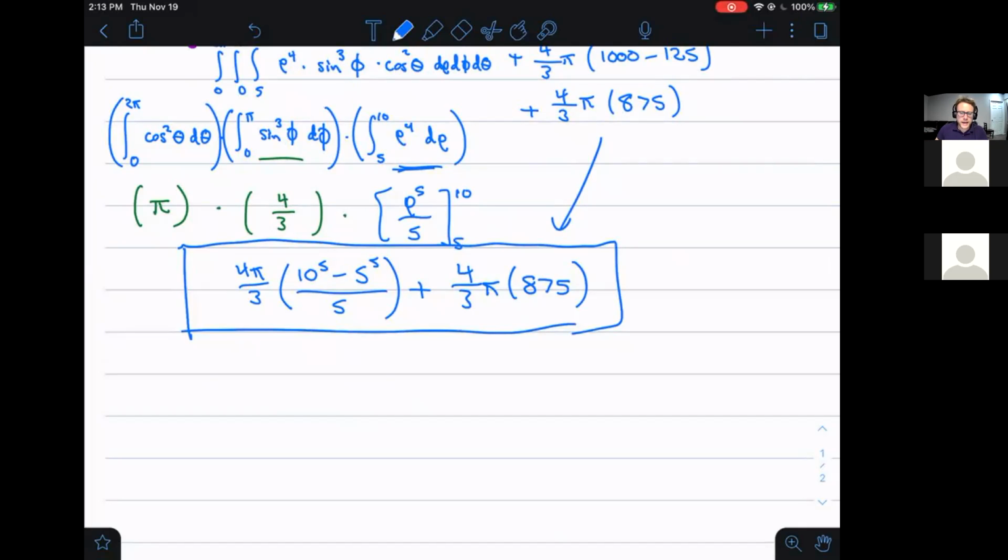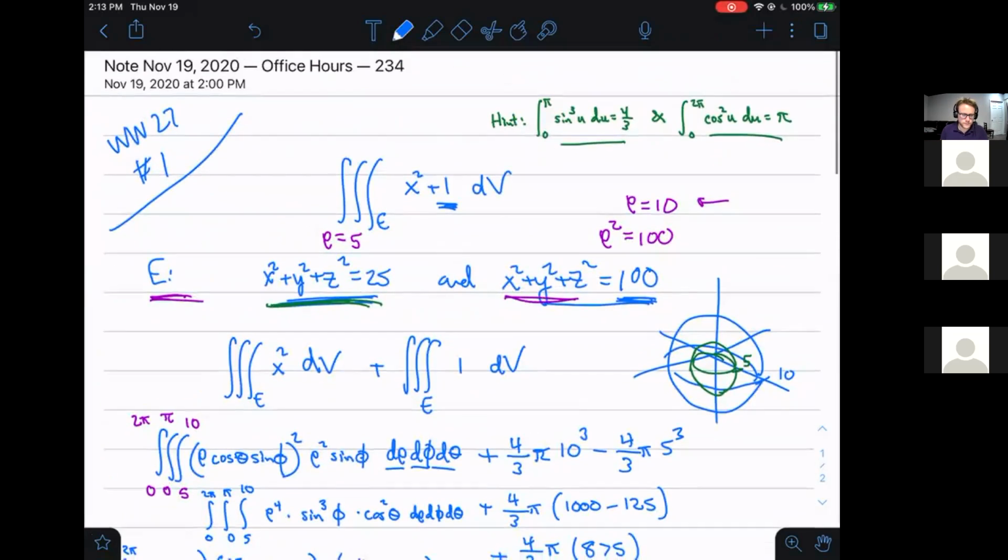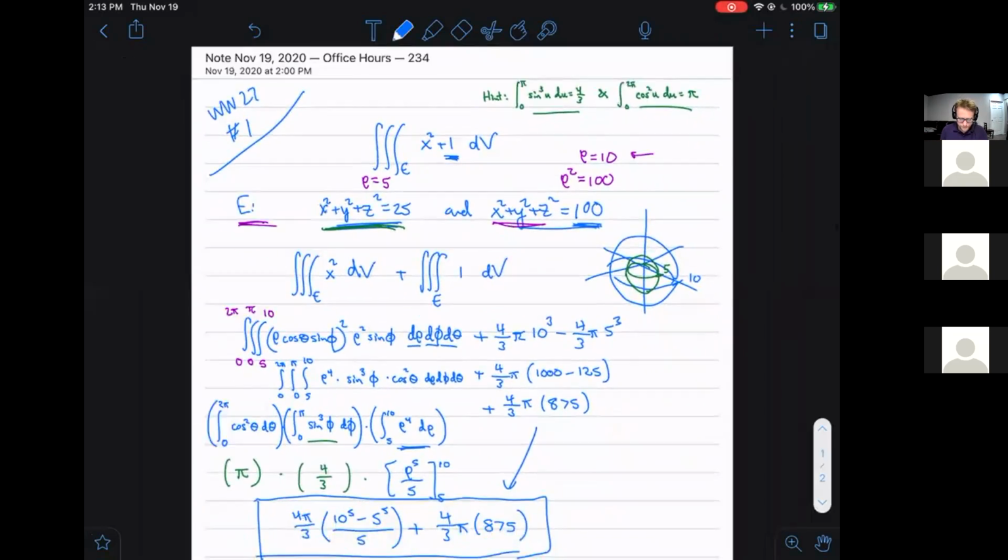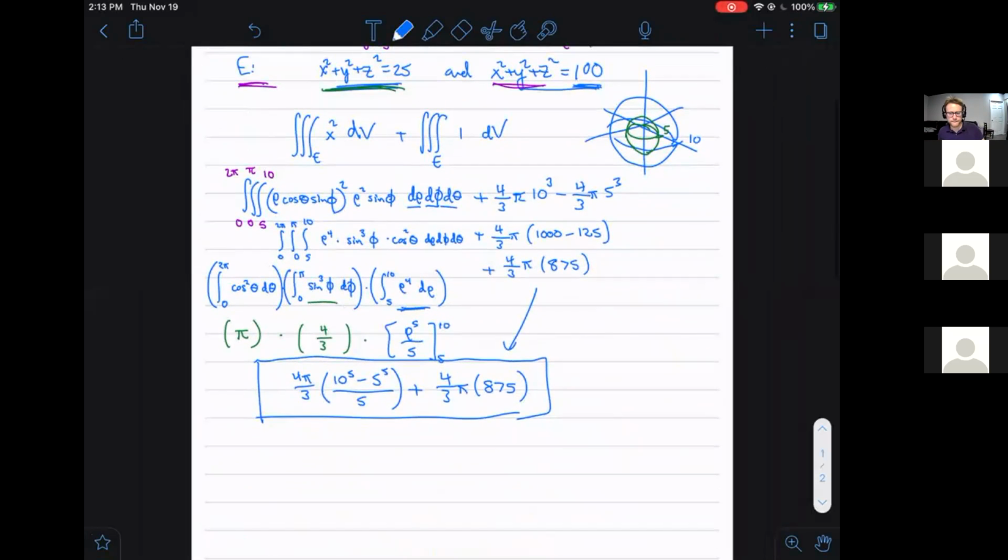All right. Any questions on this here? Yeah, I had a real quick question. So I understand how we calculated the volume in between the two spheres, but what does the other, like the x squared integral, what does that area represent?